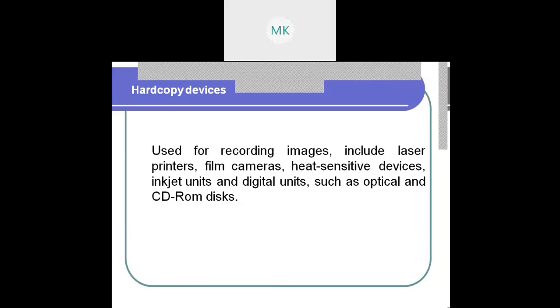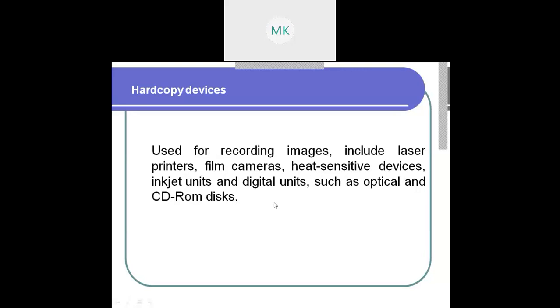Hard copy devices, which are used for recording the images, include laser printers, film cameras, heat sensitive devices, inkjet units, and digital units such as optical and CD-ROM disks. So these are the hard copy devices, which are considered to be one of the components in an image processing system.